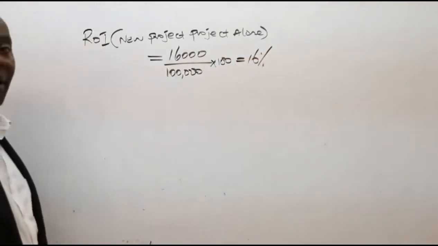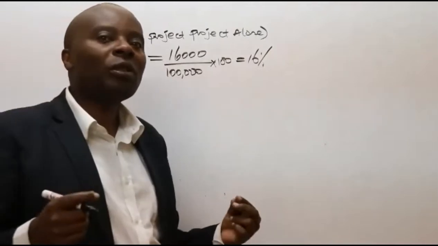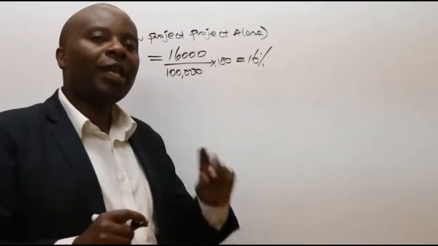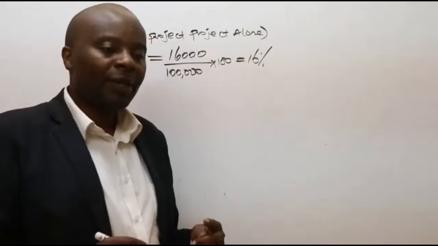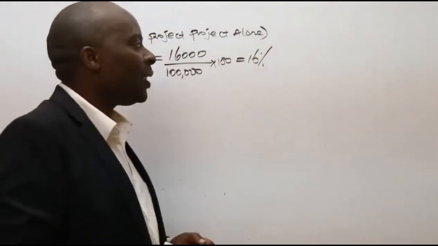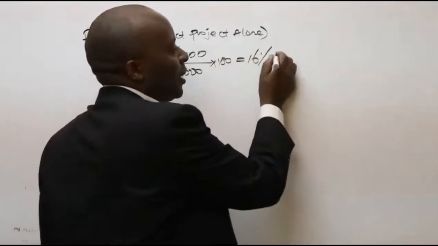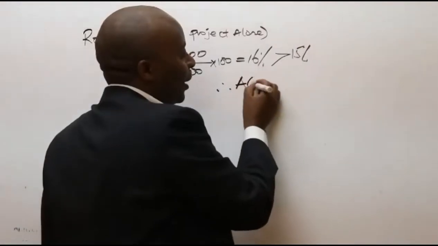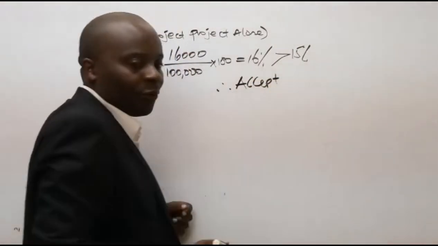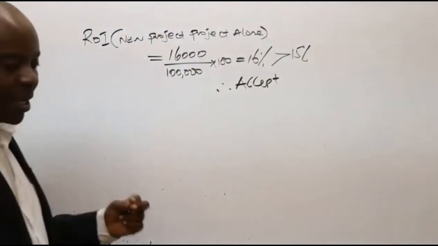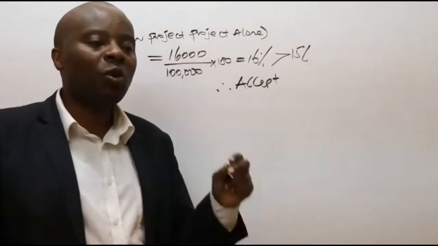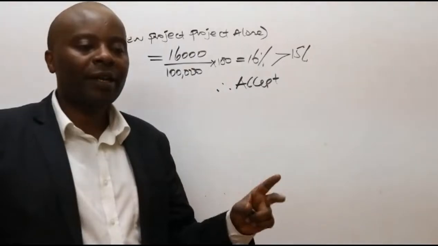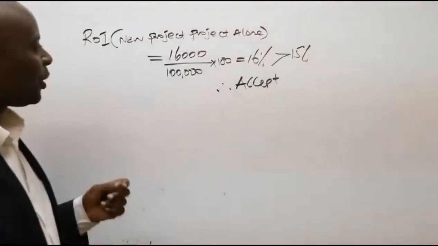16%. So remember, the whole company has its own hurdle rate, which it uses to either accept projects or reject them. It has a hurdle rate of 15%. You can see that the new investment ROI is more than 15%. Therefore, from the perspective of the whole company, which is appraising individual new projects separately, automatically we shall accept.